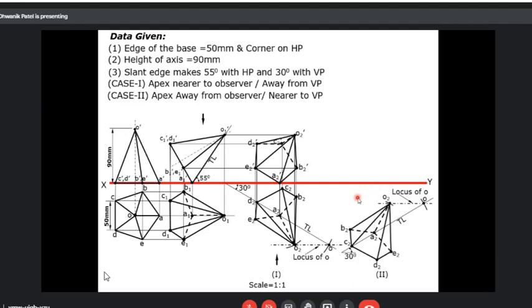Okay, clear? You will transfer step number 4. Okay, you will transfer step number 4. Understand? Okay, in case 2, we will transfer step number 4 only.